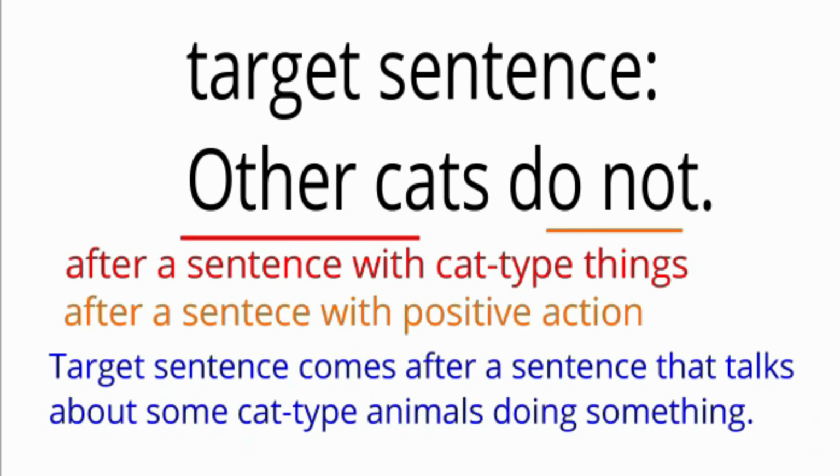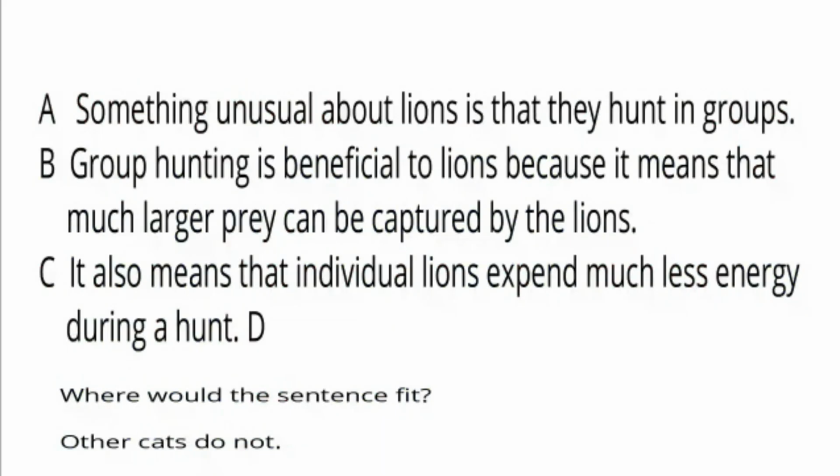With this, let's consider options. A. Something unusual about lions is that they hunt in groups. B. Group hunting is beneficial to lions because it means that much larger prey can be captured by the lions. C. It also means that individual lions expend much less energy during a hunt. D.